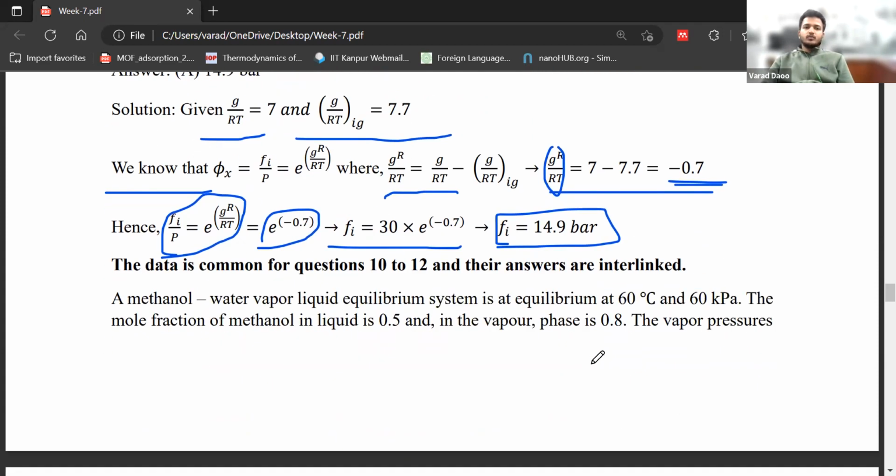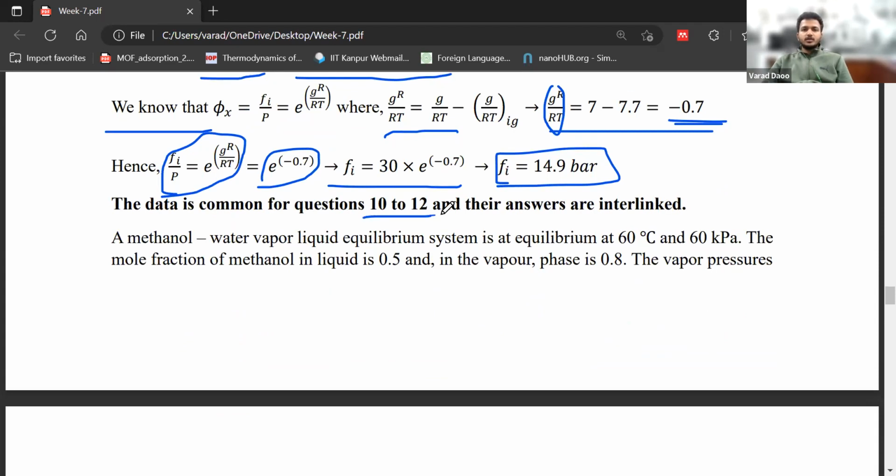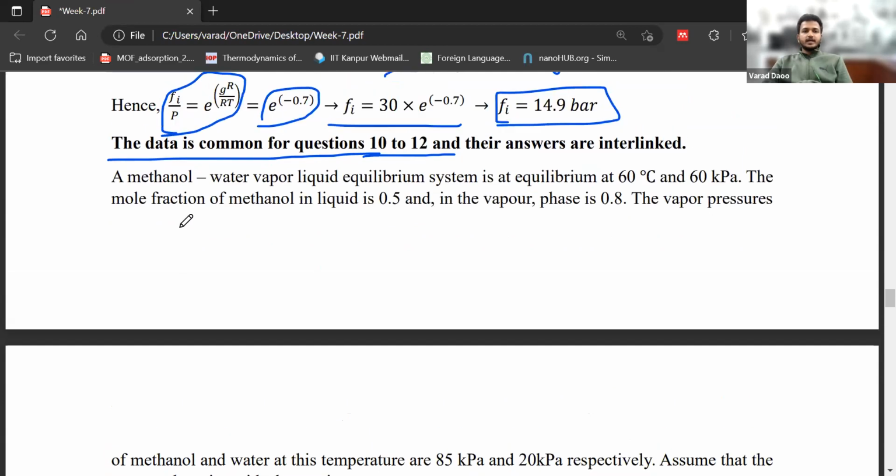Right. So we'll move on to the next question. The next questions are number 10 and 12. The data is common for questions 10 and 12. So what data have we been given?